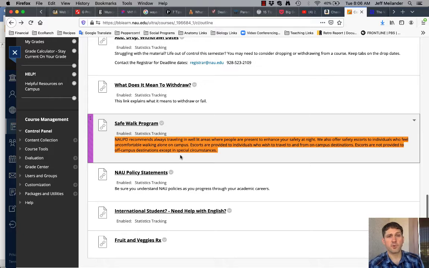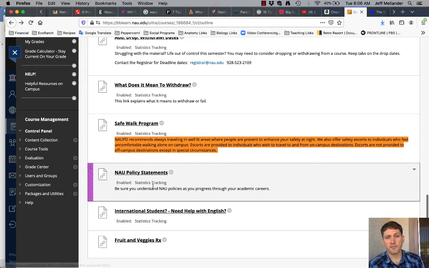Below that is a safe walk program. This is designed for students who don't feel safe walking around campus. Maybe they have gotten out of a really bad relationship. Maybe there's someone stalking them. Maybe they have gotten into an altercation with some other students, right? And so this is designed to help students get around campus safely.